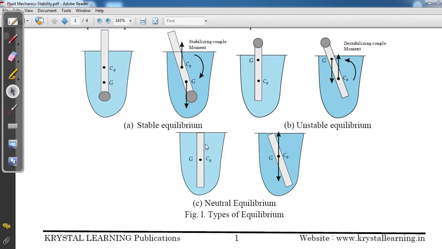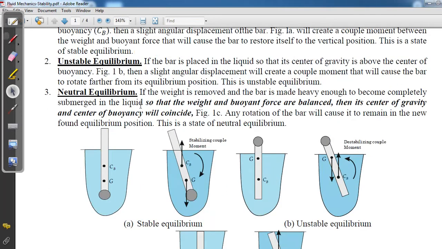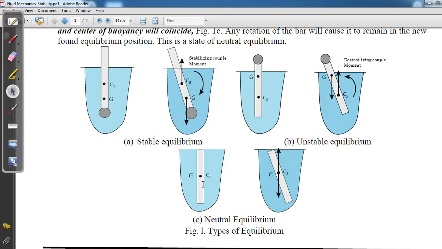Now we will see what neutral equilibrium is. Neutral equilibrium is when the weight is removed and the bar is made heavy enough to become completely submerged. We are completely submerging the body, so when it is completely submerged, the weight and buoyant force are balanced, and then its center of gravity and center of buoyancy will coincide. Just see this case. It is completely submerged and these 2 points are coinciding.